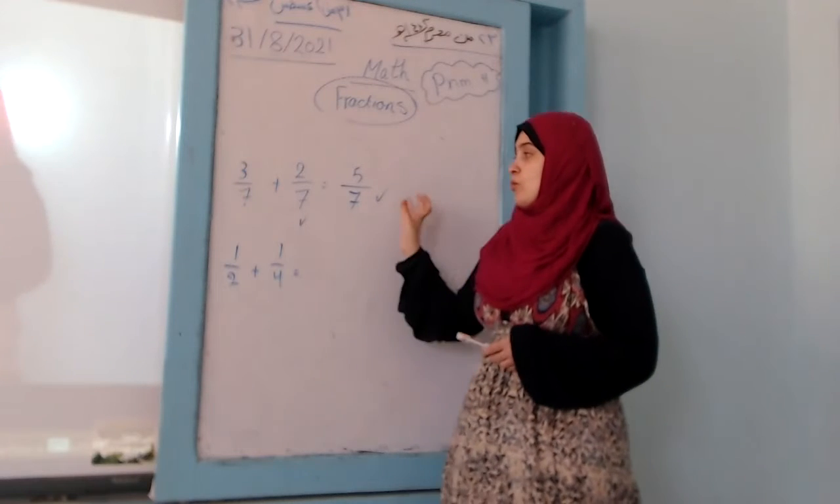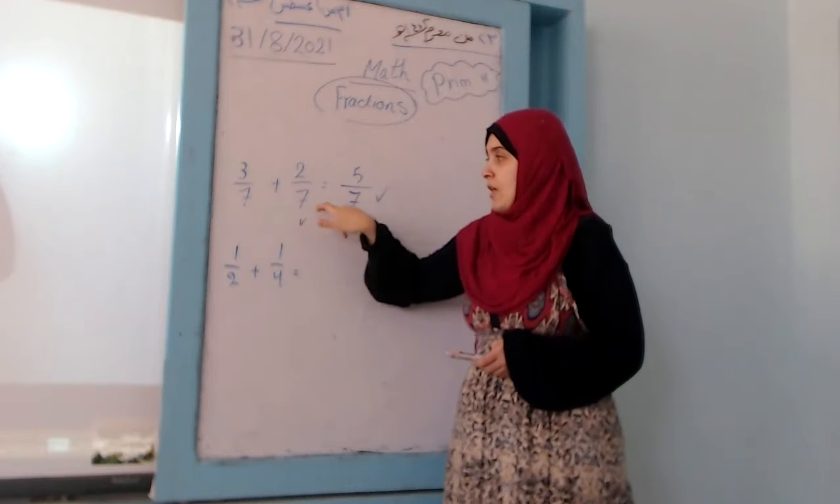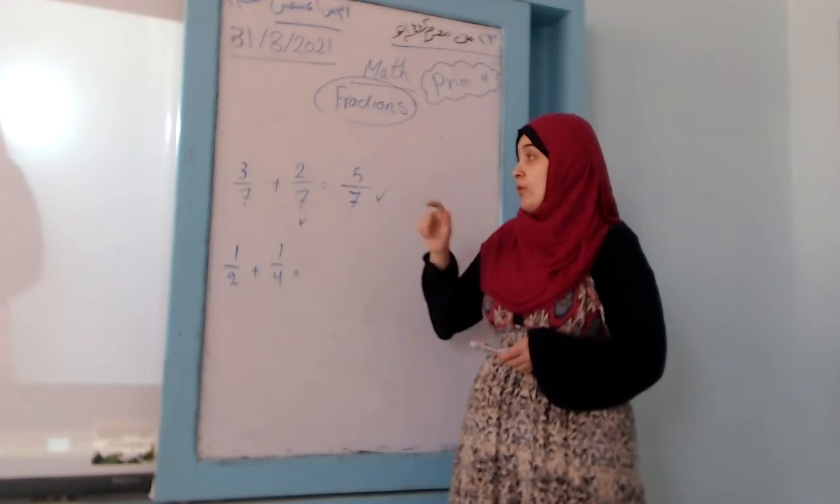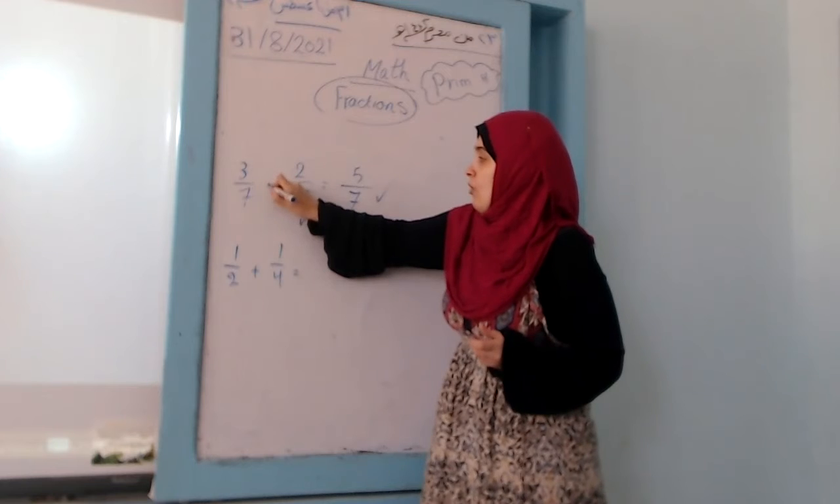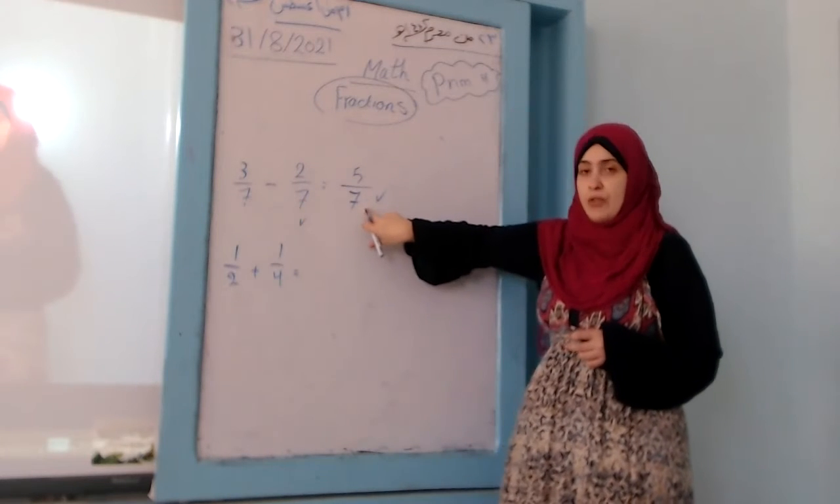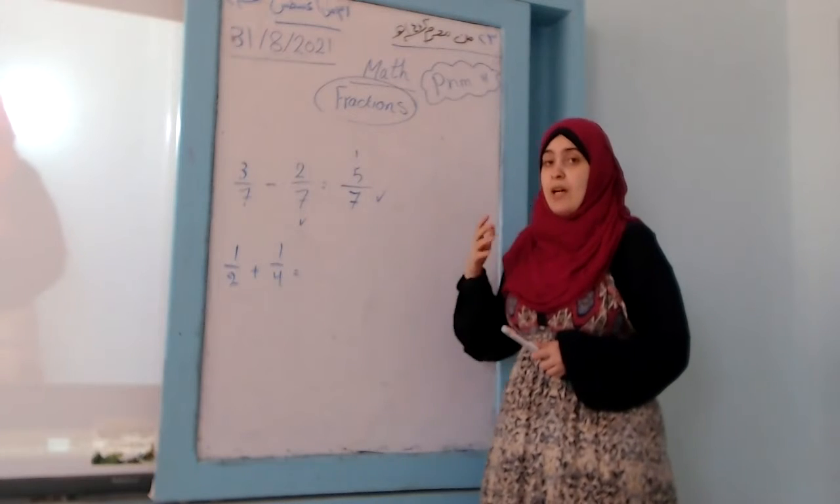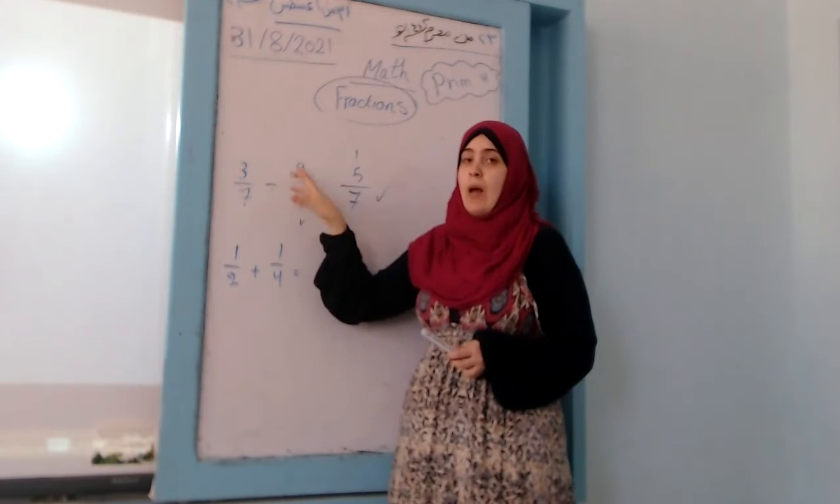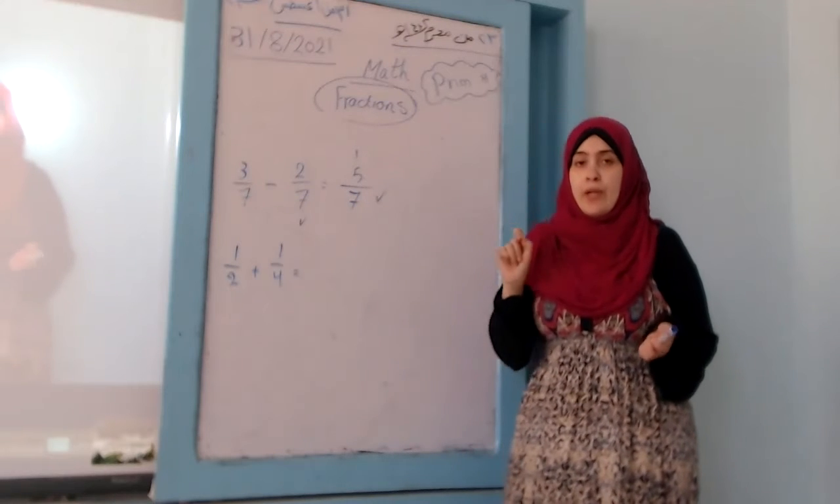Then I do my addition operation. To do addition or subtraction, I want to have the same denominator for both fractions. If I write minus instead of plus, with 7 and 7, I have 7 here, and 3 minus 2 gives me 1. Addition is like subtraction, but the important thing is that I have the same number in the denominator.